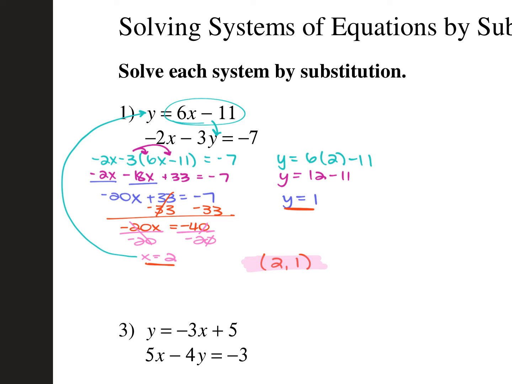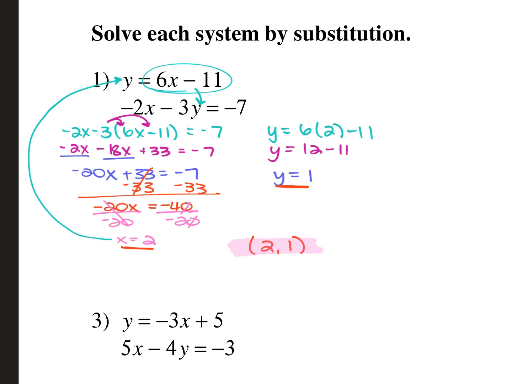With these, once you get your ordered pair, that is your solution. You should be able to plug in the x for x in both equations, plug in the y for y in both equations, and solve them both and get true statements for both of them. If you're not getting the true statements, then you know one of your numbers, if not both of them, are incorrect.